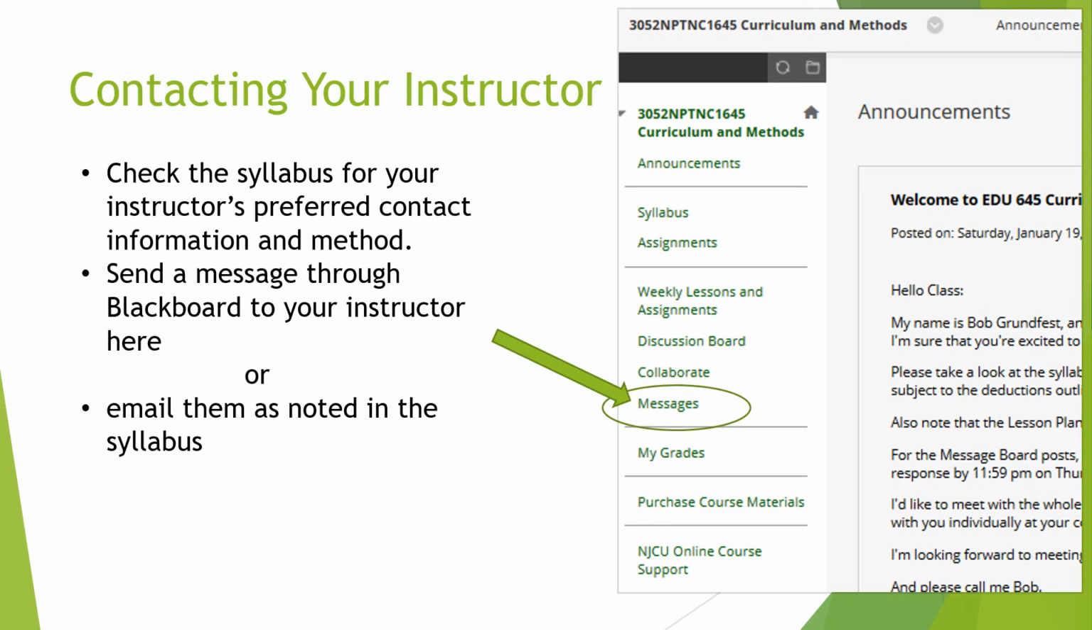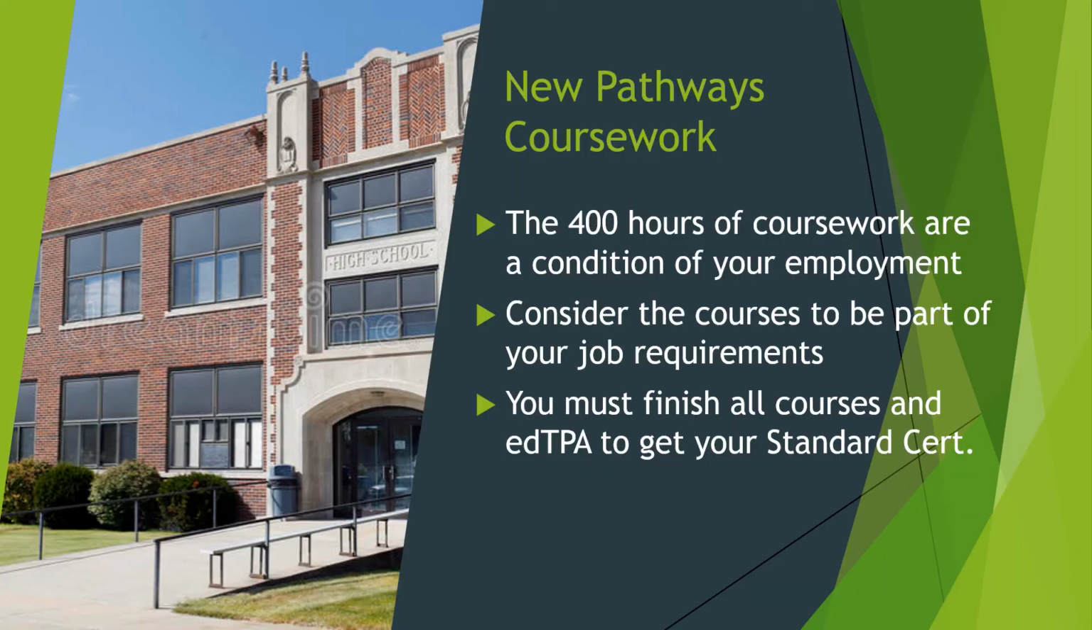Now, how do you contact your instructor? Check the syllabus. Each instructor puts their preferred contact information and the method that they prefer in the syllabus. It will be either a message through Blackboard, or it will be to email them as noted in the syllabus, and they'll give you the email address that they prefer. So it'll be one of those two methods to contact your instructor.